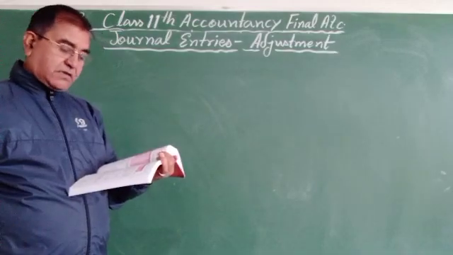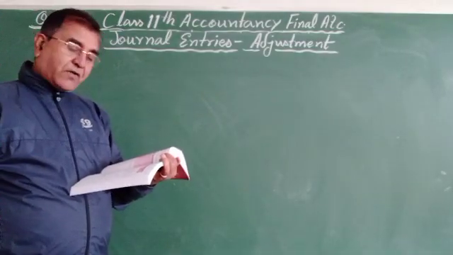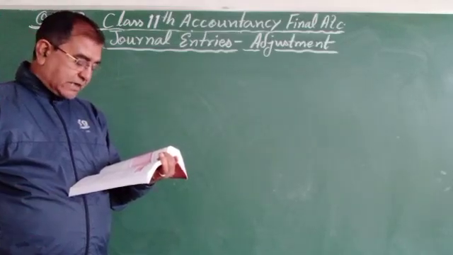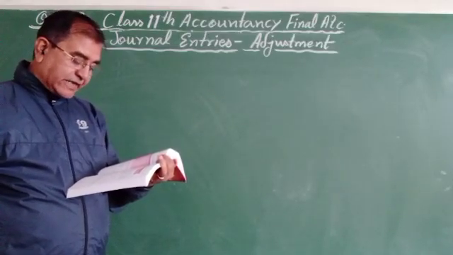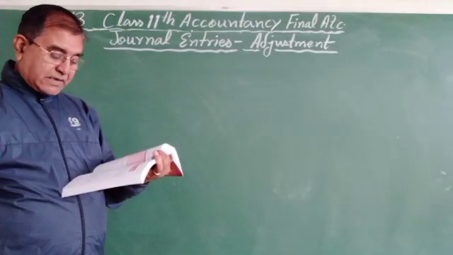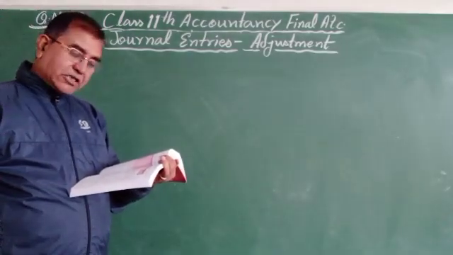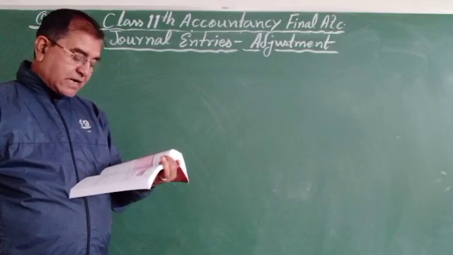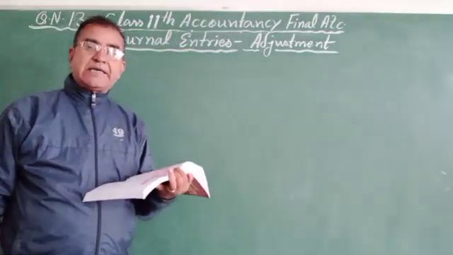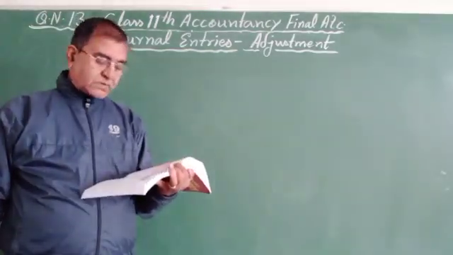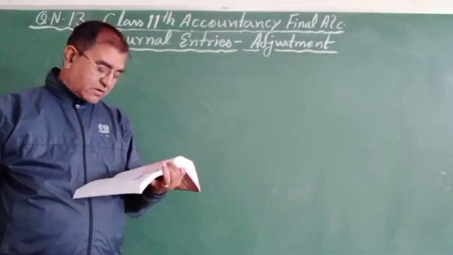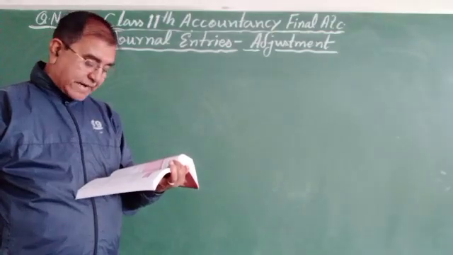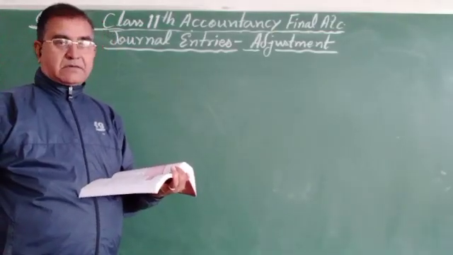Now the first information given, this one is the question: Give journal entries for the following adjustments in final accounts, assuming CGST and SGST at the rate of 9% each. The first information given: closing stock rupees 80,000, market value 1 lakh.